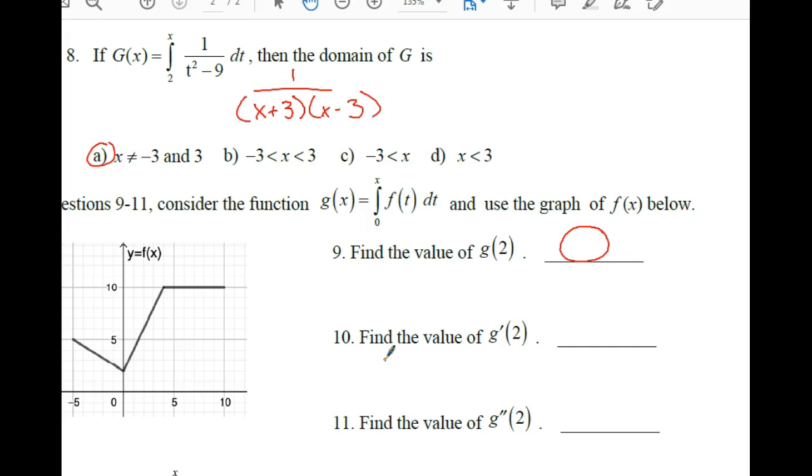Wait, so g of 2 is like finding the integral from 0 to 2 of f of t dt. I'm finding the area under the curve, is that what we're doing? Yep, you're going from 0 to 2. It annoys me because it's not very clearly marked.